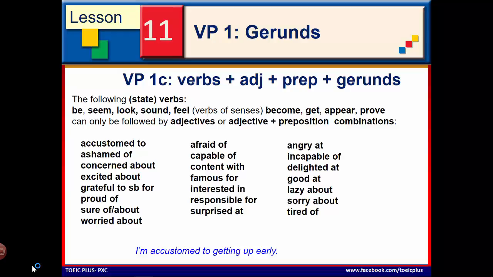Okay. And what are you worried about? I'm worried about my exam. Okay. We use it with the children. I'm worried about failing the exam. Yes, right.